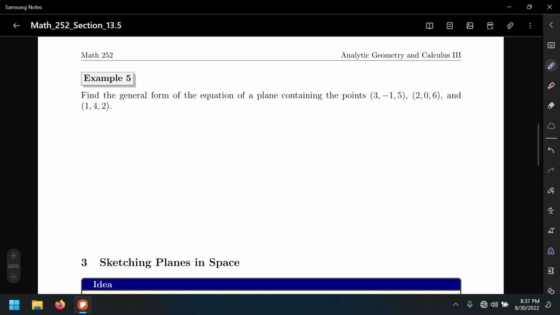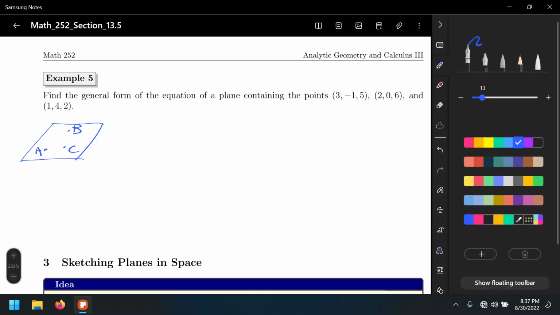So a picture might help. So we have the plane, and let's label A, B, and C. So we can define the vector AB, and vector AC. And if we do the cross product between those 2 vectors, we should get a vector that is orthogonal to those 2 vectors, and it's also orthogonal to the plane, and let's call it N. So let's do the cross product.